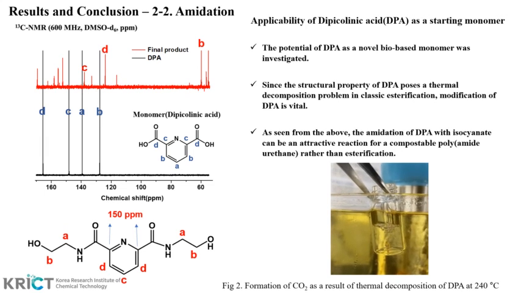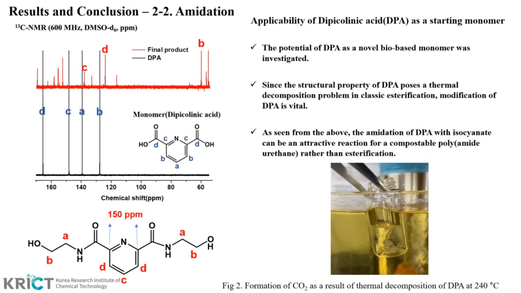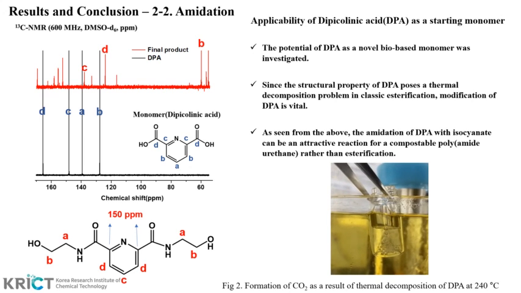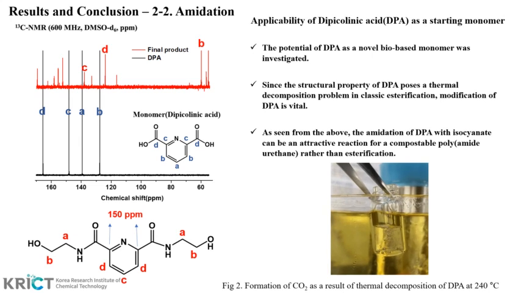Since the structural property of DPA poses a thermal decomposition problem in classic esterification, modification of DPA is vital. As seen from the above, the amidation of DPA with isocyanate can be an attractive reaction for compostable polyamide urethane rather than esterification. This is the end of my presentation.